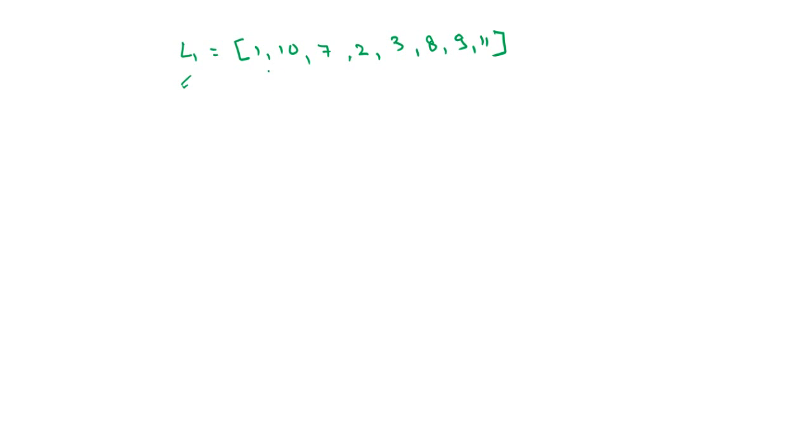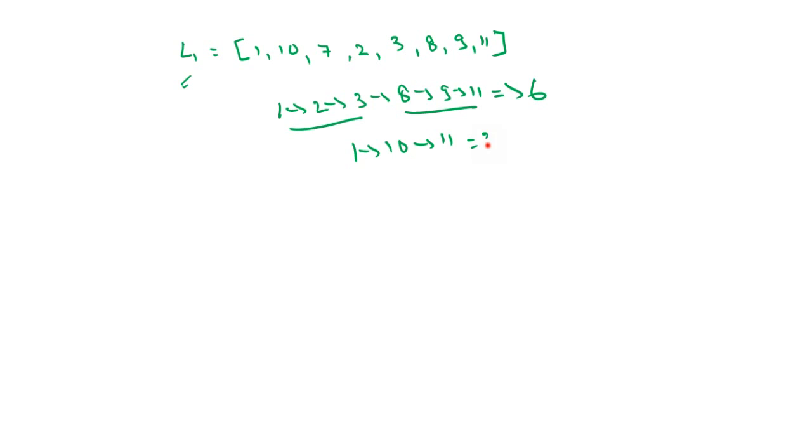So in this sequence we found 1, 2, 3, 8, 9, 11 as the longest increasing subsequence, which is of length 6. We have other increasing sequences like 1, 10, 11, which is of length 3, and 1, 7, 8, 9, 11, which is of length 5. But we don't care about these because we have to find the longest increasing subsequence.